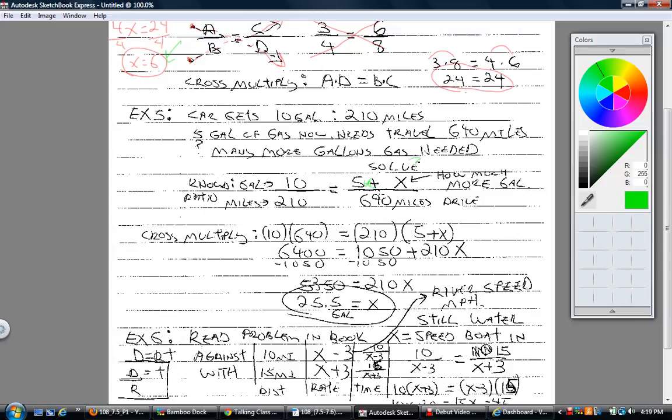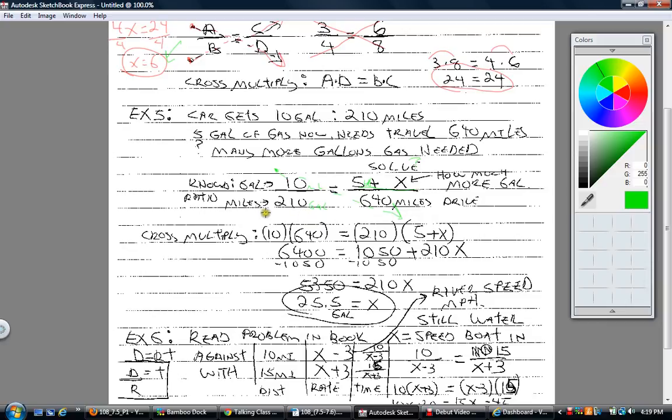So they're trying to get you to set up this proportion, 10 gallons over 210 miles. I've got 5 gallons plus an unknown amount I want to figure out, and I need to travel a total of 640. Okay, so once you set up that proportion correctly, they want you to cross multiply.